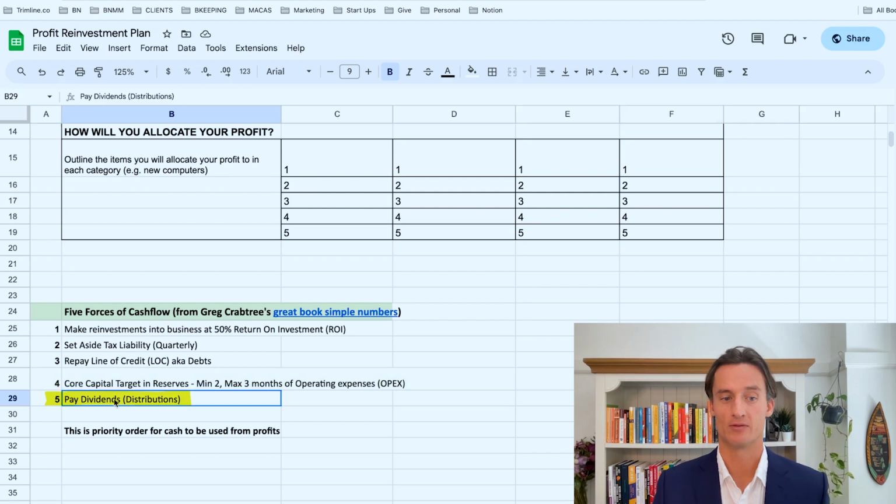And then obviously pay dividends. That's the whole point of being a business. We want to be seeing a financial return. So that's part of it, but it's not 100%. And that's a really key takeaway, what I want you to think.